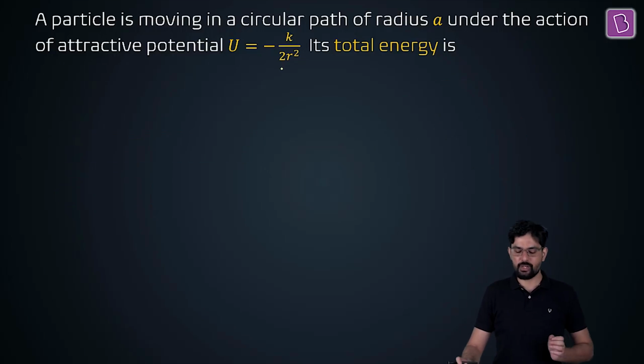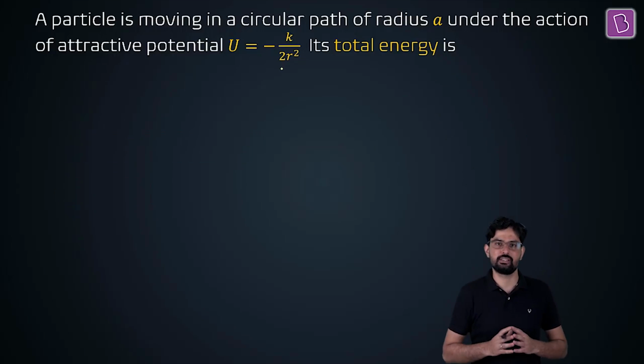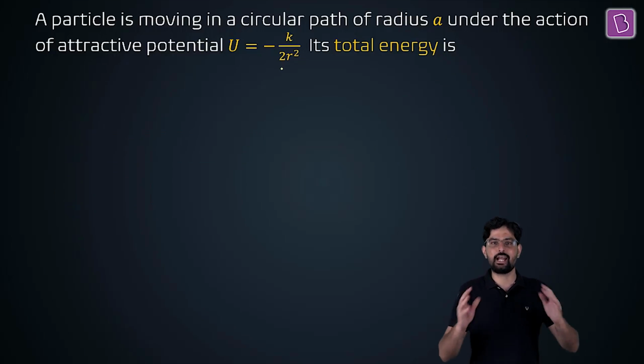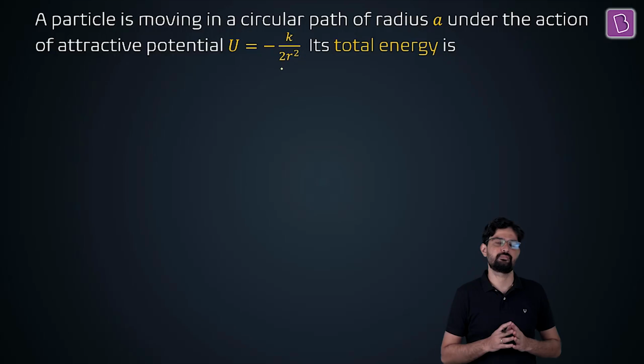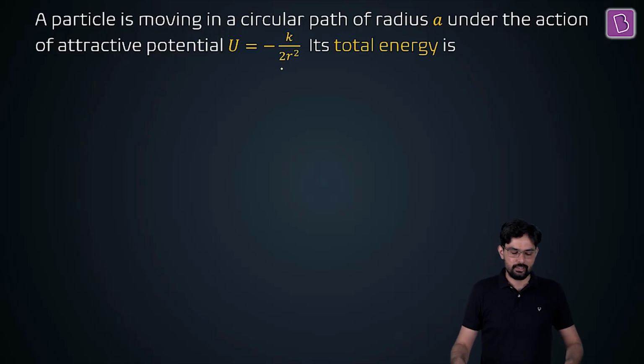Now you know that you can find out the total energy by taking the summation of the potential energy and the kinetic energy of the particle at any moment. So the question boils down to finding out the kinetic energy of this particle, or you can say the kinetic energy function. Now can you see that the potential energy function is defined?